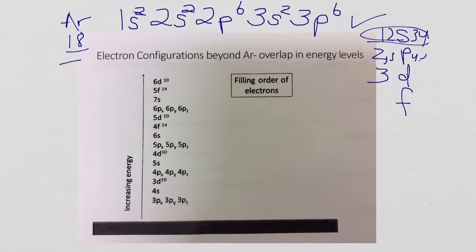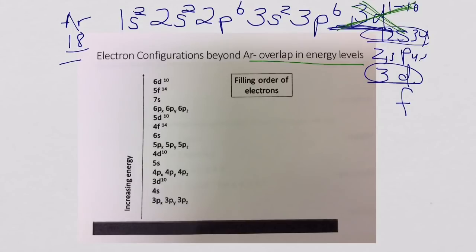Okay, so what would you expect to happen after 3p6? Well, if we know that we have a d, you would think, oh, well, we're going to go to 3d, and then we could go 1 through 10 on that, because remember, there are 5 of them, and we can put 2 in each. But that's not what happens. This does not happen, okay? Instead, we have this weird overlap in energy levels, okay?